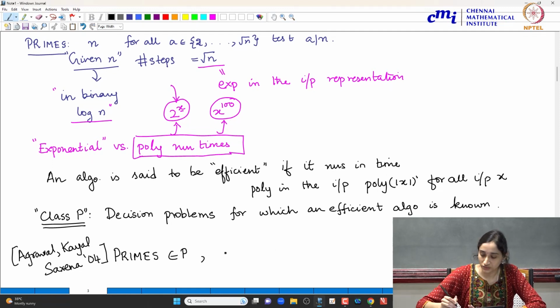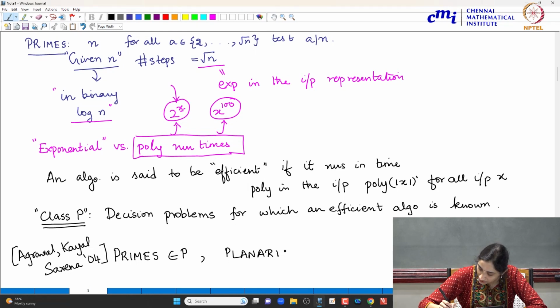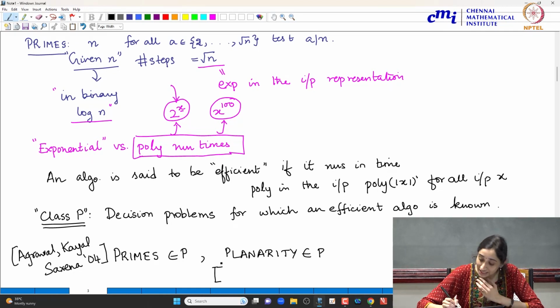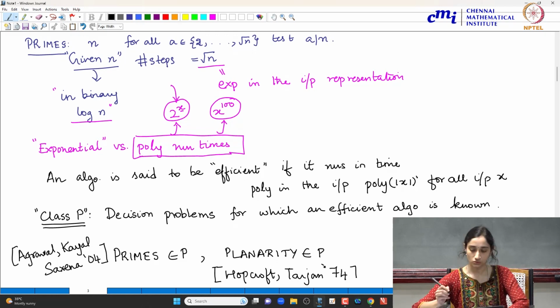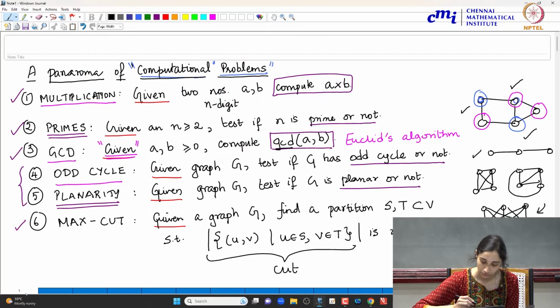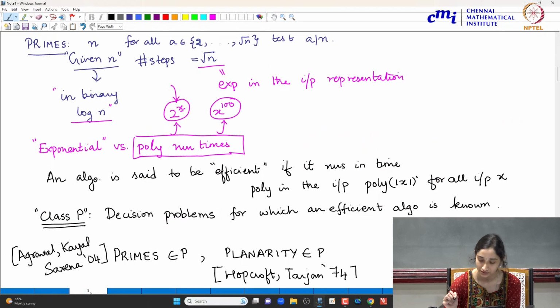Similarly, for planarity we also know that it is in P. This is a result by Hopcroft and Tarjan. I'm not going to present these, but it's good to know that amongst the problems we saw, there are some for which efficient algorithms are known, and getting such efficient algorithms is really useful. Some easy ones are maybe odd cycle in a graph, which you should go back and try.